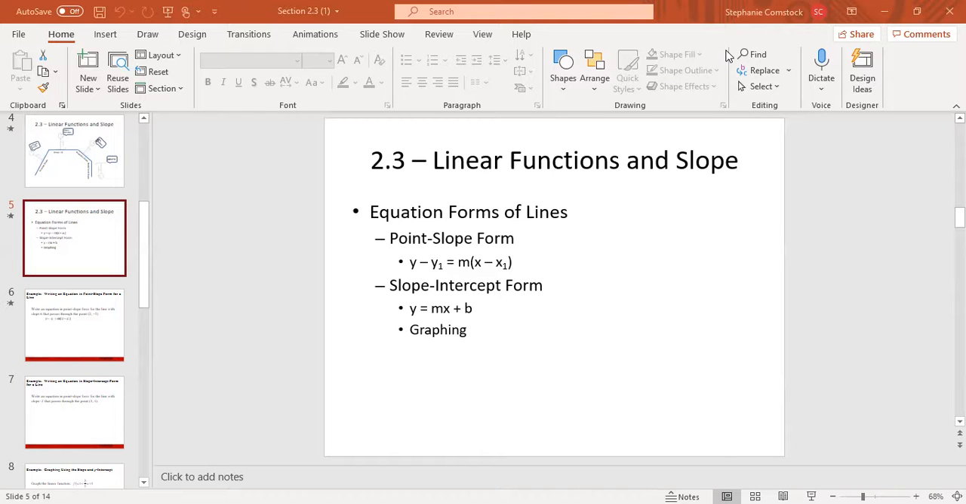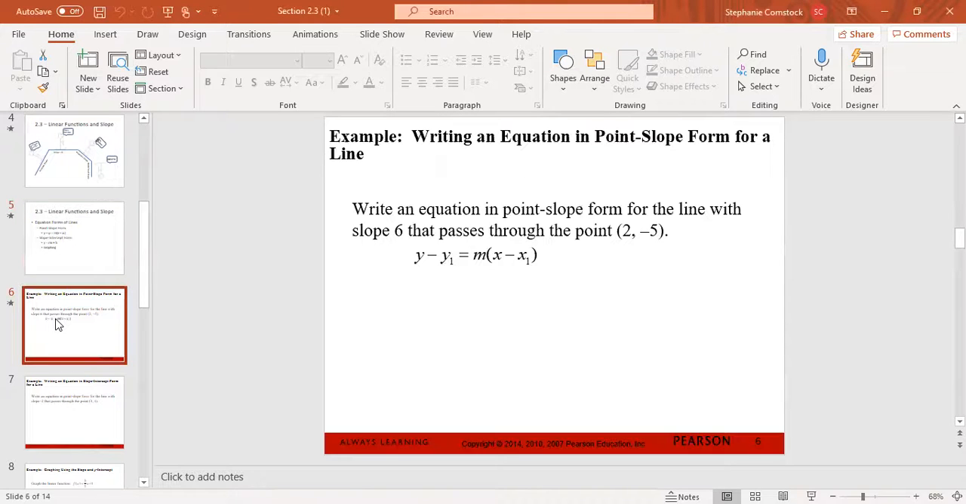Now, the other format that we're going to look at is what's called slope-intercept form. And this is the one that is kind of drilled into you in a high school algebra class. This is Y equals MX plus B. And this format is great for graphing. And that's one of the things that we're going to look at here in just a second as we are processing this, okay?